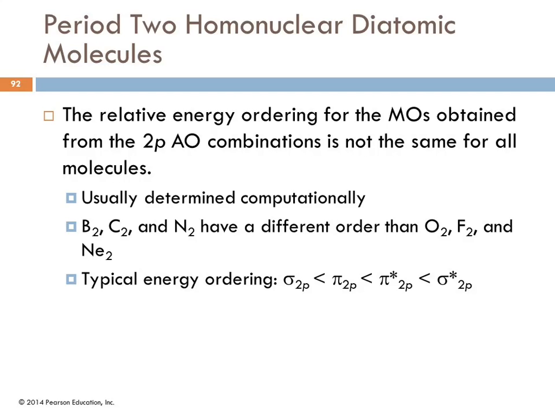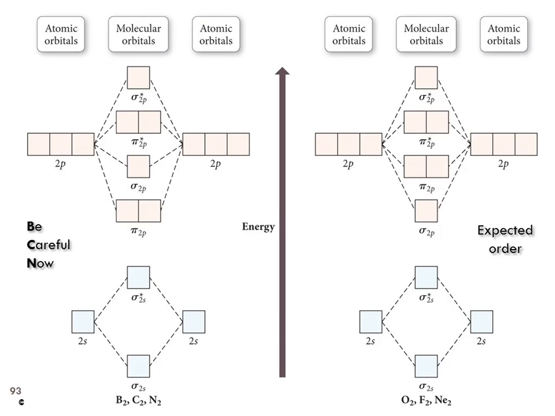And how do you remember which one's which? Be careful now. So boron, carbon, and nitrogen have one ordering, and the others have a different ordering. The usual ordering is this, where we have the sigma bonding, pi bonding, then pi star, and then sigma star. That's normal. So that's the expected order.